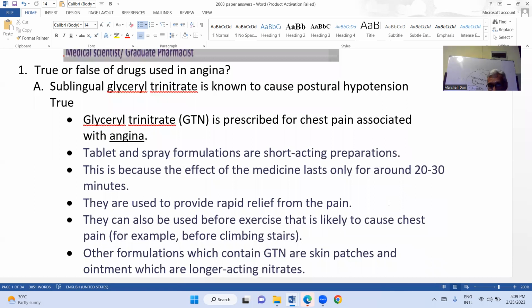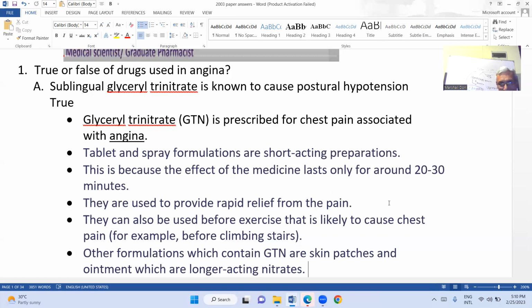They can fall down. The reason is glyceryl trinitrate has quick action and it will dilate the blood vessels in your body, that is in the legs, and less blood is going to the brain when the patient is standing. So the blood pressure will go down because the blood vessels are now larger, bigger in size. So pressure is down. That is called postural hypotension. So this is about glyceryl trinitrate.